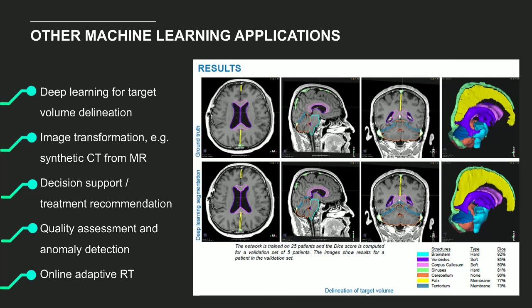We're looking into decision support. This is more with the RayCare system, the oncology information system. A challenge here is, of course, the outcome data or toxicity data, where it is sometimes hard to get a good representative set of enough volume. QA and anomaly detection is another obvious application of machine learning in oncology. I mean, we see these kinds of applications in other fields such as finance. So I think it's quite low-hanging fruit. And as I mentioned, online adaptive.